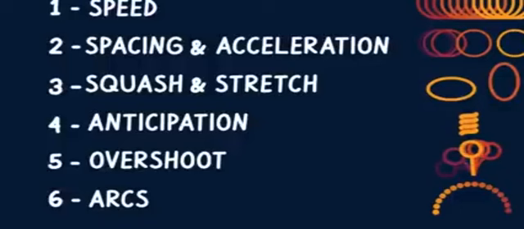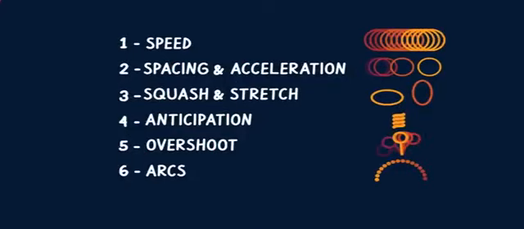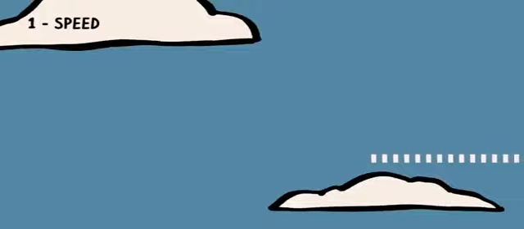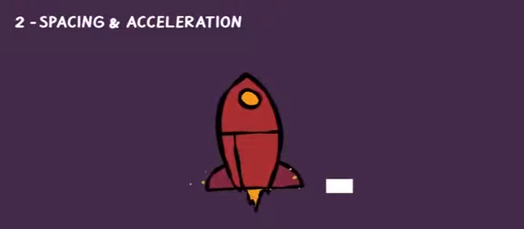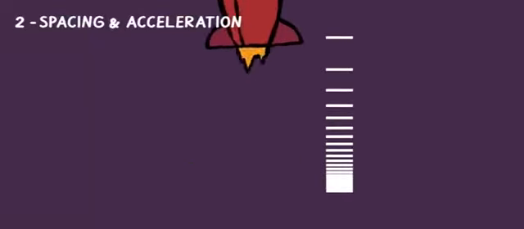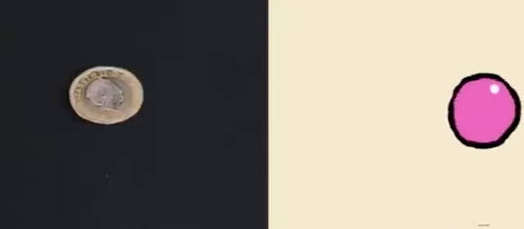Okay, so those are the 6 big ideas I wanted to talk about today. Let's have a bit of a recap. Our first idea was about speed. If we make things closer together, they move more slowly, and if we make them further apart, they move more quickly. Our second idea is about spacing and acceleration. If we gradually get closer and closer together or further and further apart, things feel like they're slowing down or getting faster.